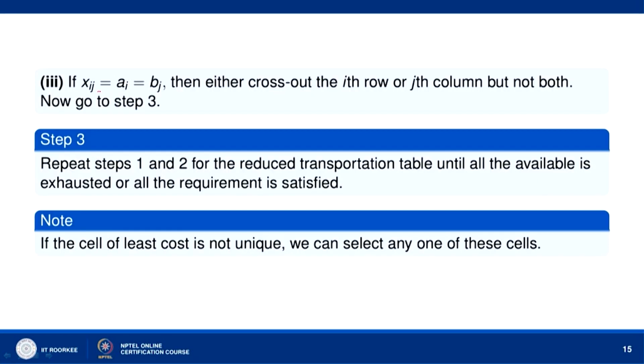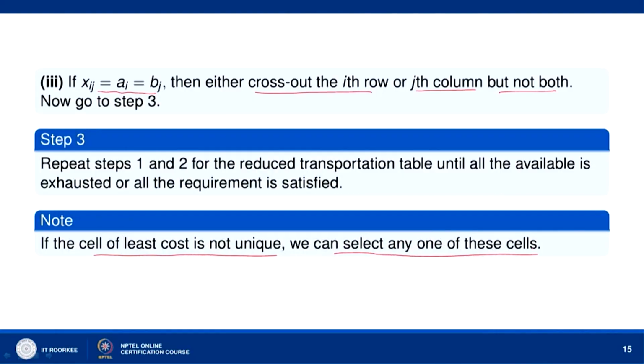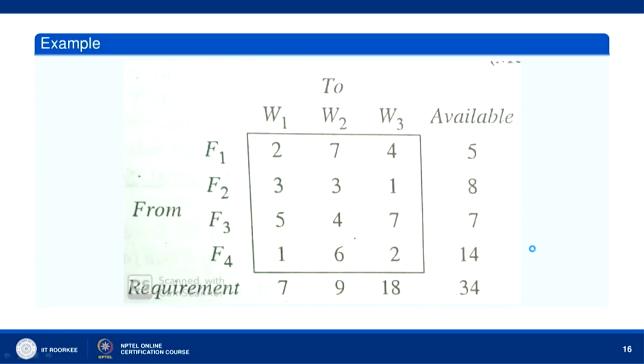If Xij equals both Ai and Bj, then either cross out the ith row or the jth column, but not both, and go to step 3, where we repeat steps 1 and 2. Now, if the cell of least cost is not unique, that is, more than one cell has the least cost, then we can select any of these cells to begin.